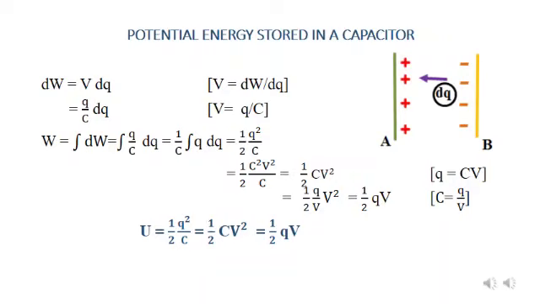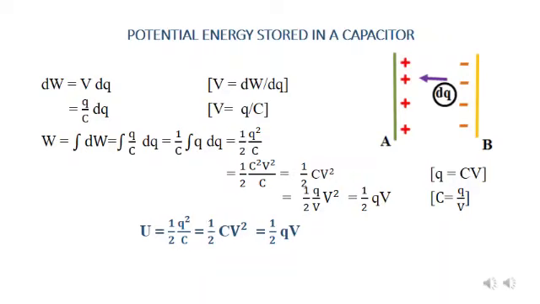When q is replaced by C into V, the work done becomes half C square V square divided by C. After cancelling C, work done equals 1 by 2 CV square. When we replace C equals q by V, the expression becomes half q by V into V square, that equals half q into V.